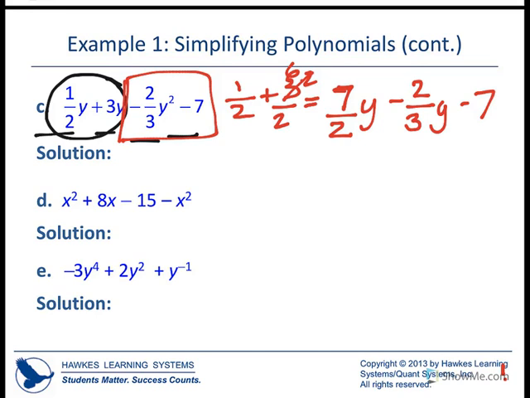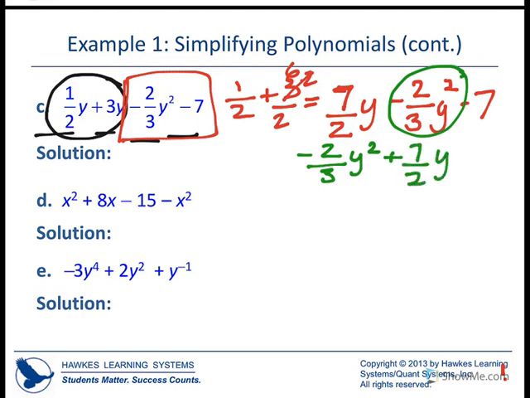Okay, so I wrote that incorrectly because you have to write them in descending order, by the degree. So the highest degree here is this one, so I should have written that first. So negative 2/3 y to the second plus 7/2 y minus 7.